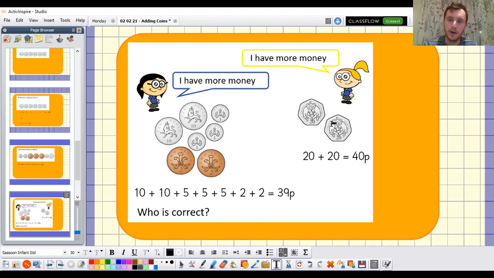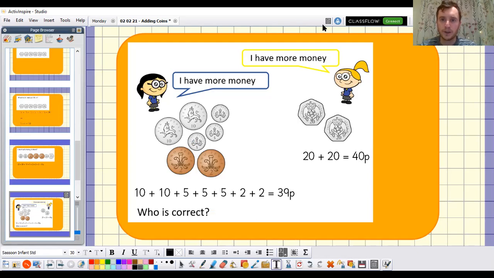So actually, the person on the right has more money because they have 40p, and the person on the left has less money, even though they've got more coins, and they only have 39 pence. So it's not always the number of coins which means more money.